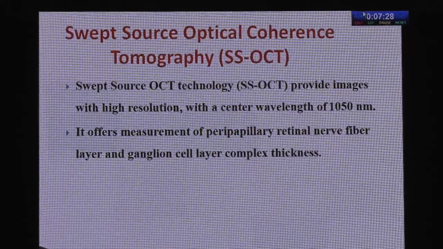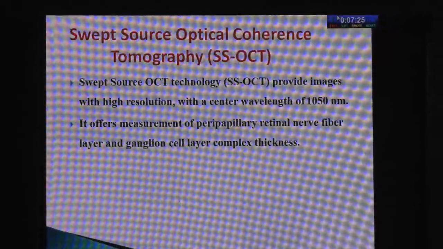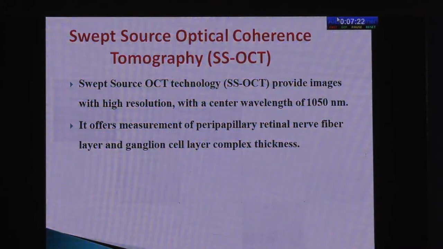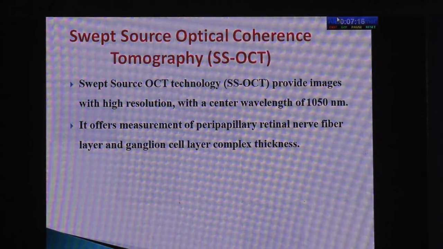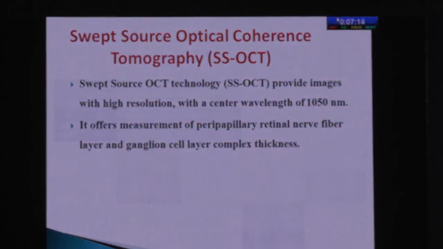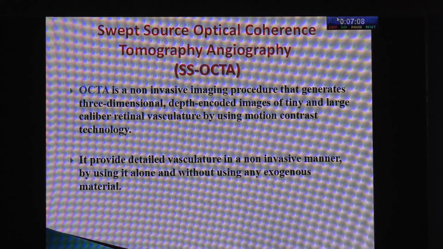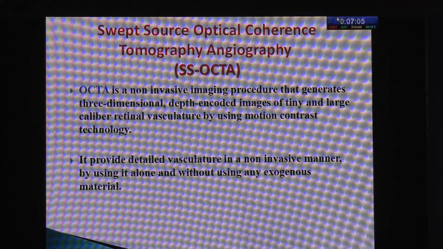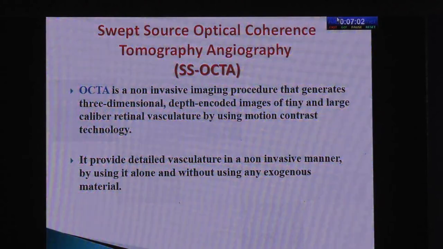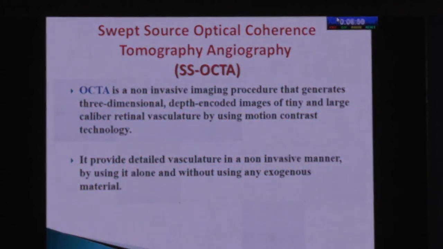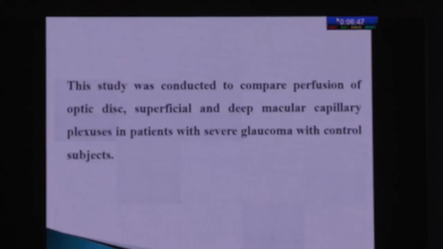Swept source optical coherence tomography provides high resolution images with a center wavelength of 1050. It offers measurements of prepapillary retinal nerve fiber and ganglion cell layer complex thickness. Swept source optical coherence tomography angiography is a non-invasive imaging procedure that generates 3D depth-encoded images of tiny and large caliber retinal vasculature using motion contrast technology. It provides detailed vasculature in a non-invasive manner, used alone without any exogenous material.